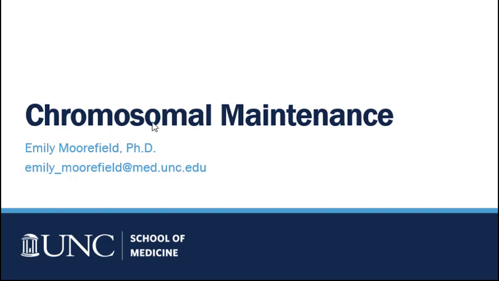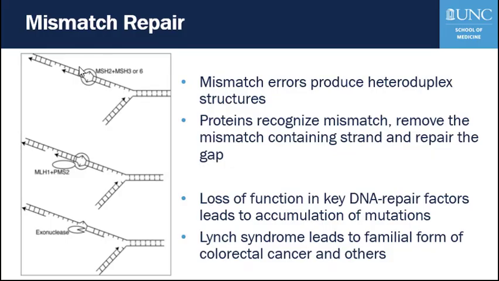So here we'll discuss how chromosomes are maintained, including mismatch repairs, centromeres, and telomeres. Sometimes errors happen during replication that aren't detected and corrected by the proofreading function of polymerase. And so mismatch repair is the process of reversing those errors. And having correctly functioning mismatch repair is really important for maintaining genomic stability.